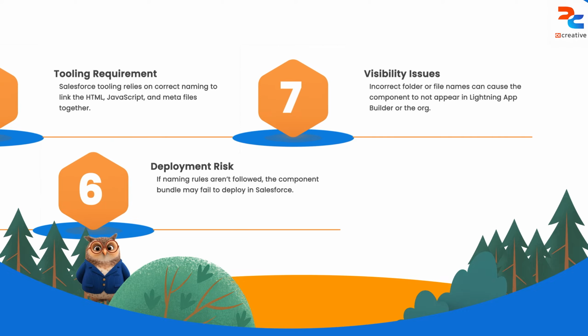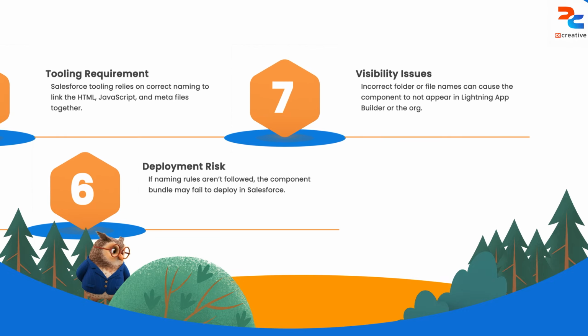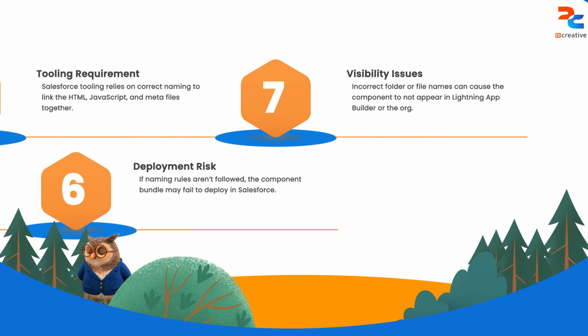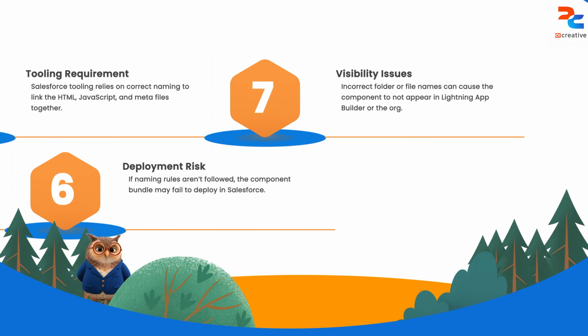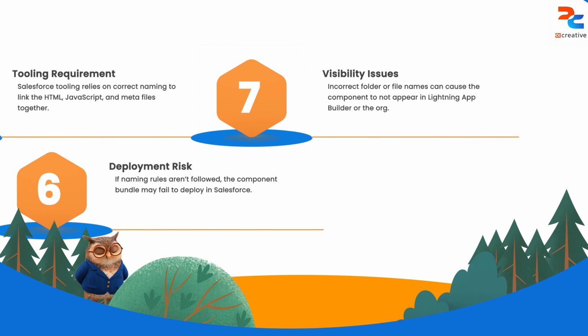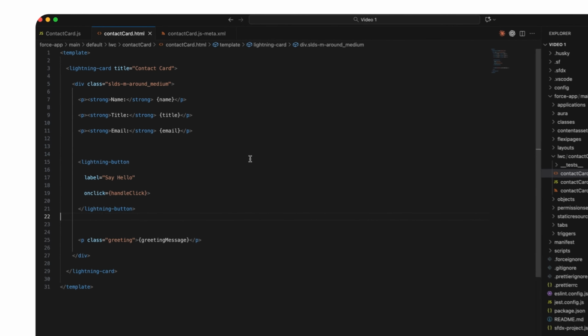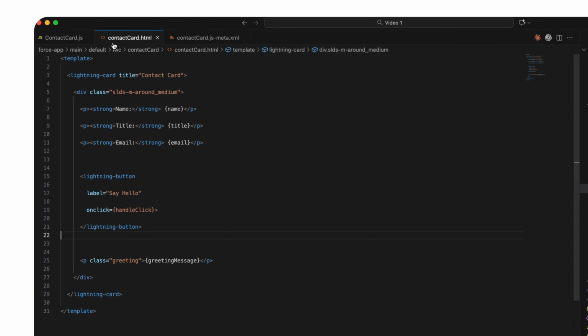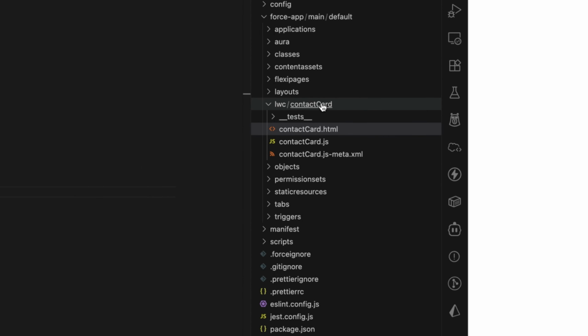Now let's explore each of the core files in turn. Let's go through the HTML file, JavaScript file, and the metadata configuration file. Each has a specific role in your LWC component folder. The HTML file is the markup or the view of your component. Here, as you can see, the file name is contact card and it is the same as the base component name.